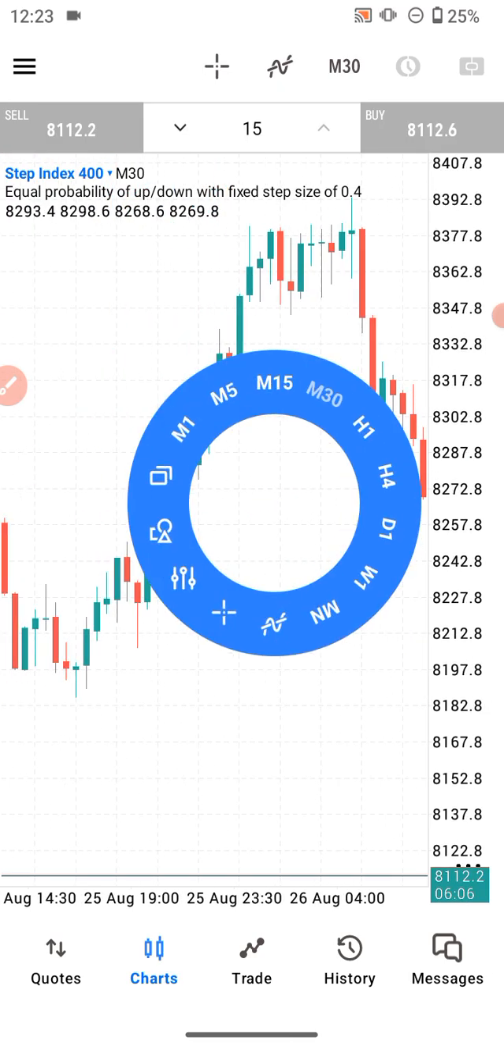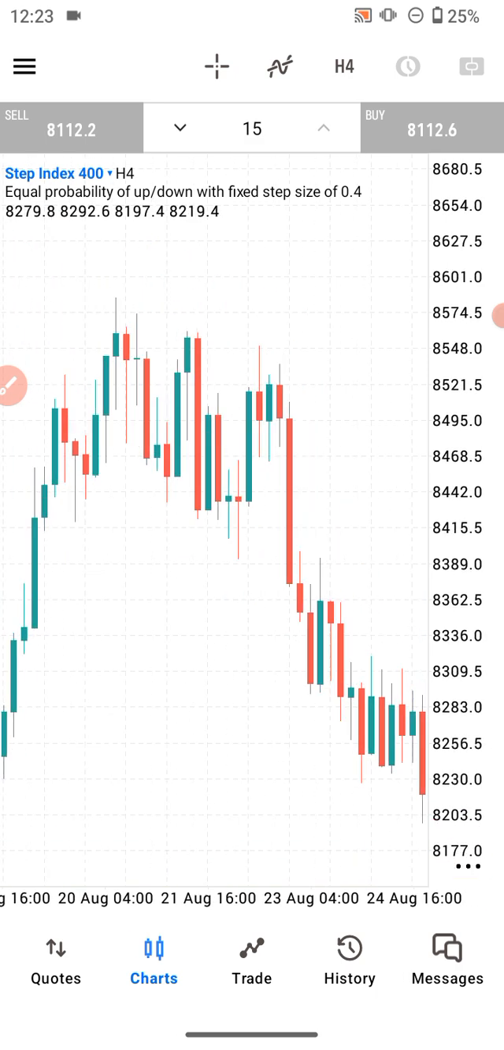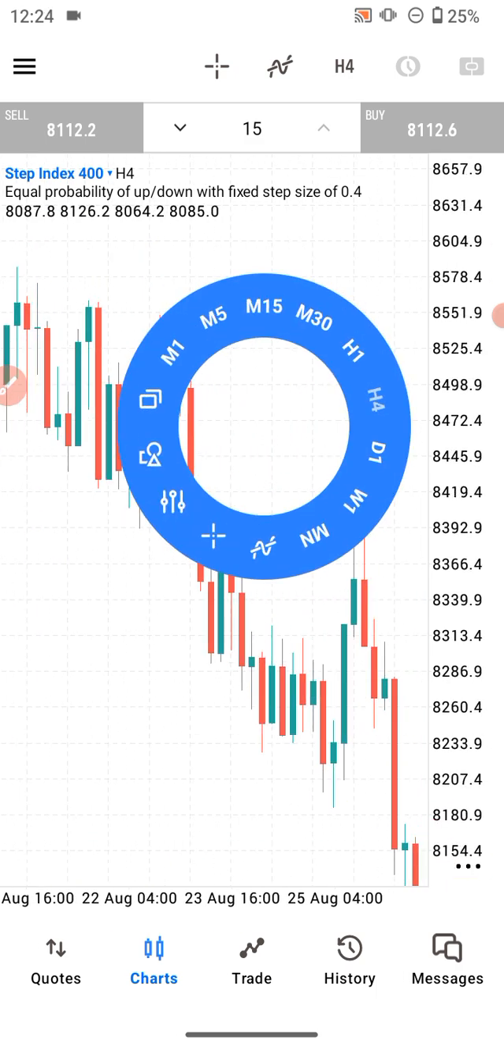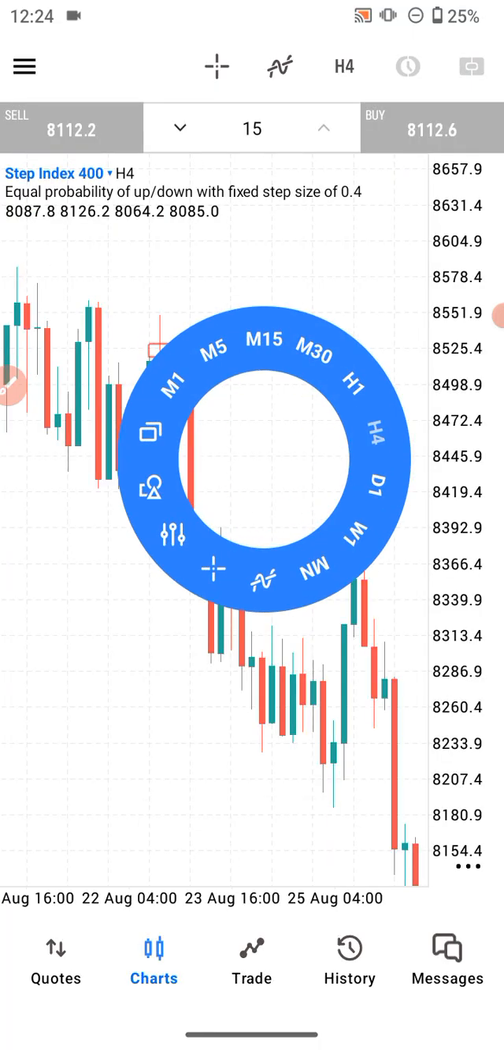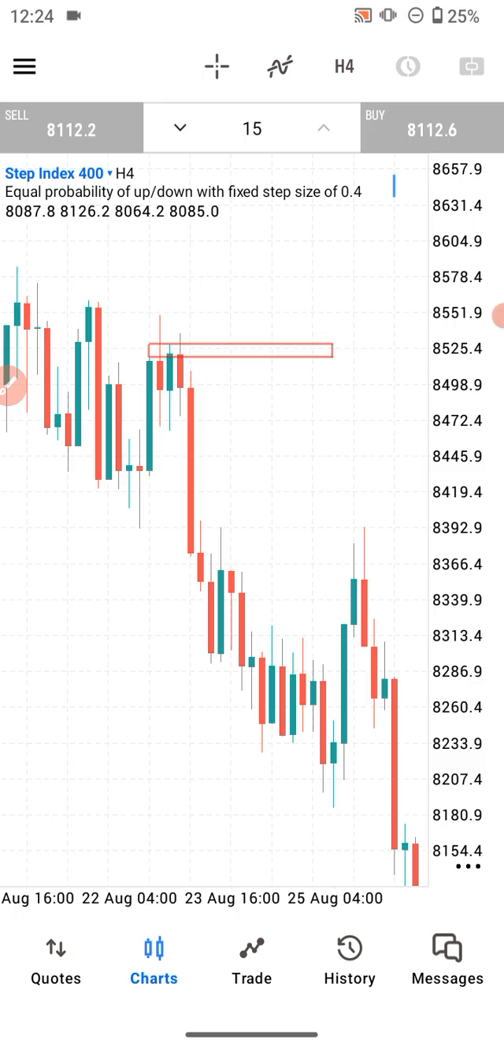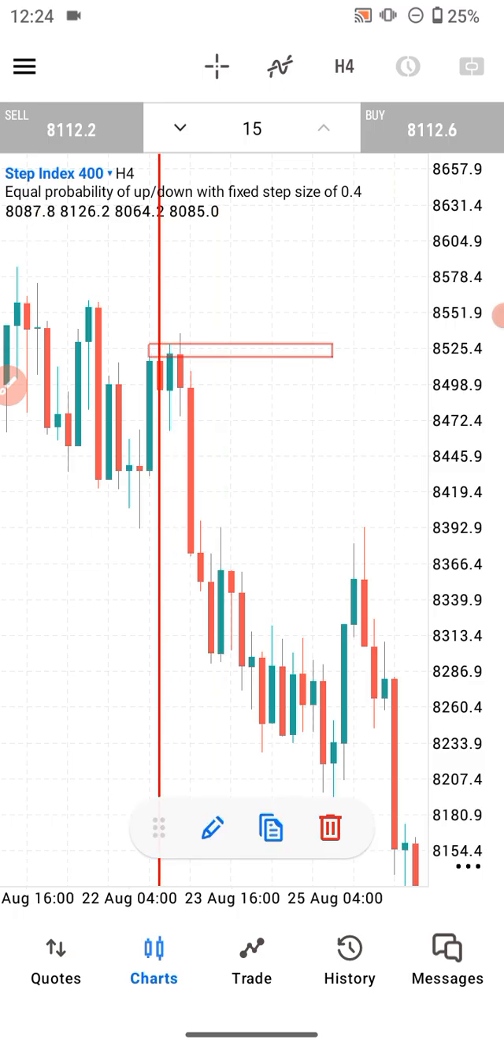So let's go to 4 hours to start this analysis with. Let's use this box, this particular time. I'll draw a line there, so we have it as the historical area where we want to start this analysis from. You can see this red line that is drawn here. That is where we're going to start this analysis from.